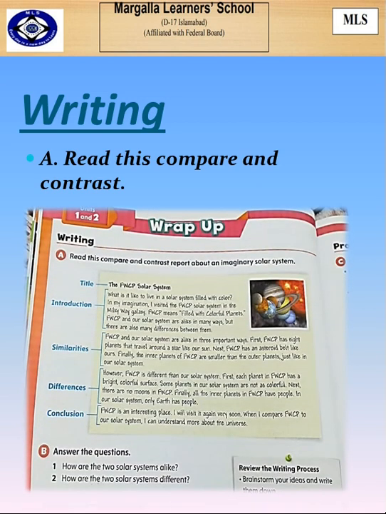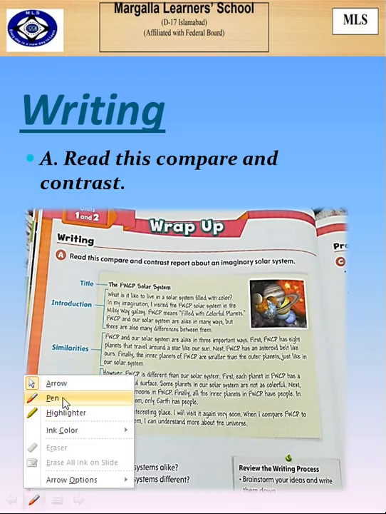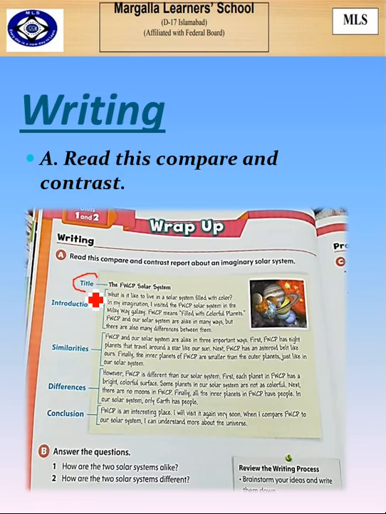Let us begin. If you see that this report begins with a title, there's a title mentioned right over here. Title is anything which tells us about what is written right over here. The title of this report is FWCP Solar System. Next thing is about introduction. Introduction is anything in which we introduce about our title.